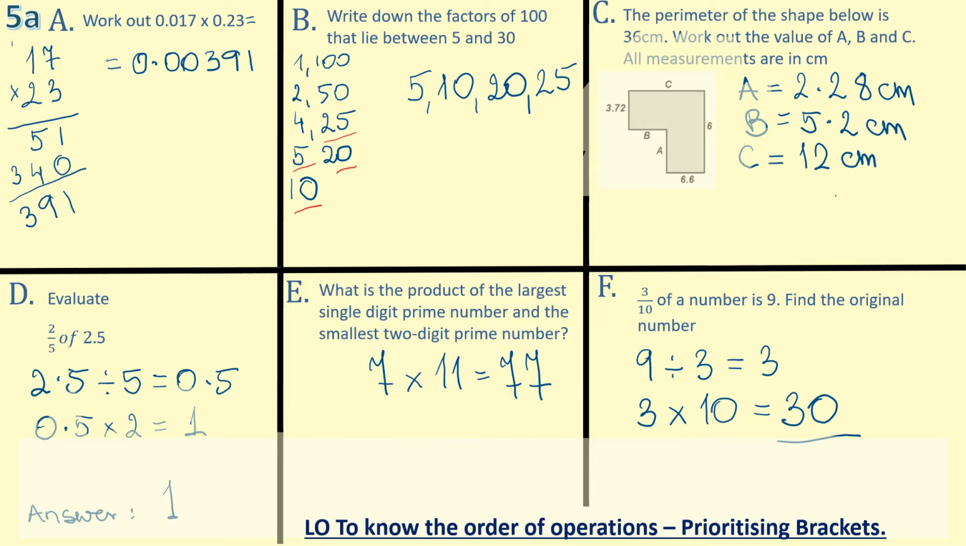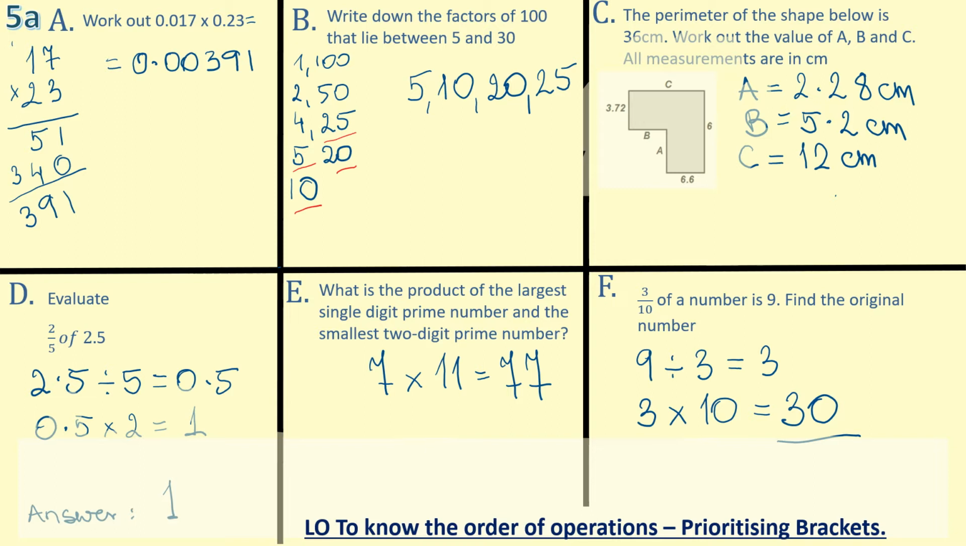Well done. Question E checks your knowledge of the meaning of the words product, prime, single digit, 2 digits, and it checks your multiplication skills as well. So if you have done that one right, well done. And question F checks if you know how to find the original value, having been given a fraction.